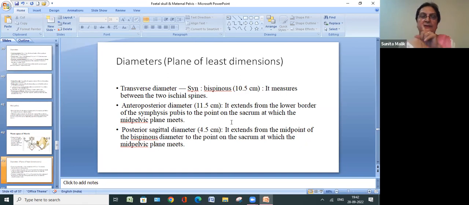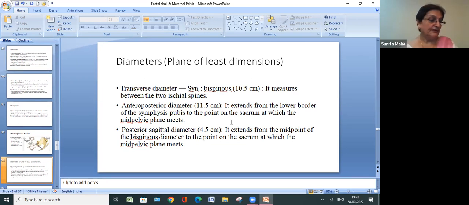In a way, inlet and outlet are almost different. So for the inlet, if we just take the anatomical inlet, the AP is 11 centimeters, oblique is 12 centimeters, transverse is 13 centimeters. And for the outlet, AP is 13, and the intertuberous diameter is 11.